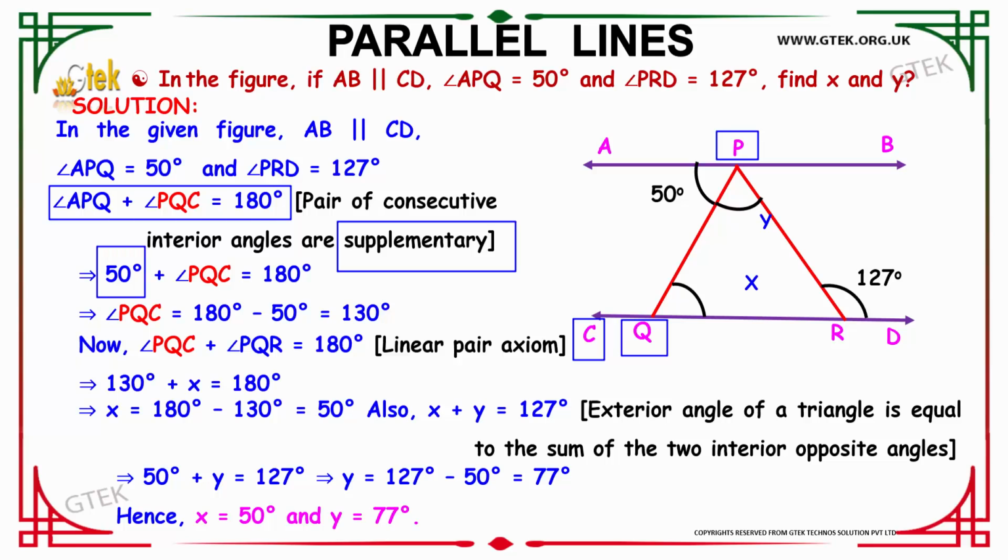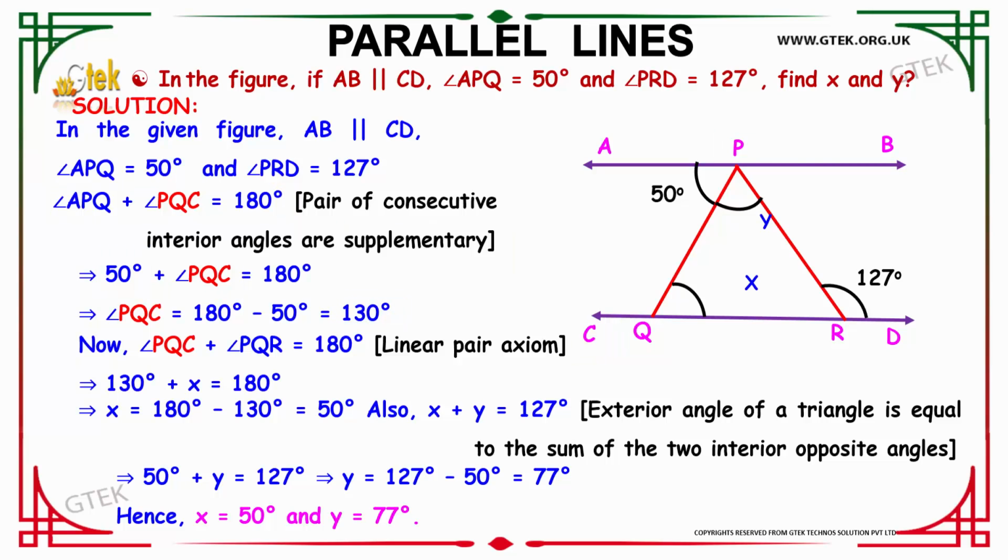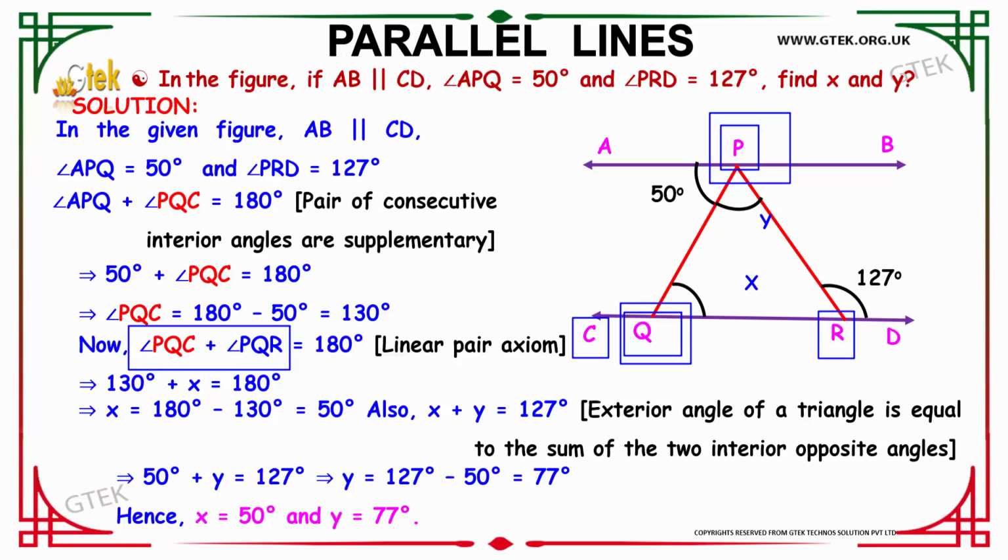Since we know the value, we can substitute 50 degrees plus PQC, where we can find the value of PQC by taking this 50 to that side. So we get PQC equal to 130 degrees. Now, as per the linear pair axiom concept, PQC plus PQR equals 180 degrees.